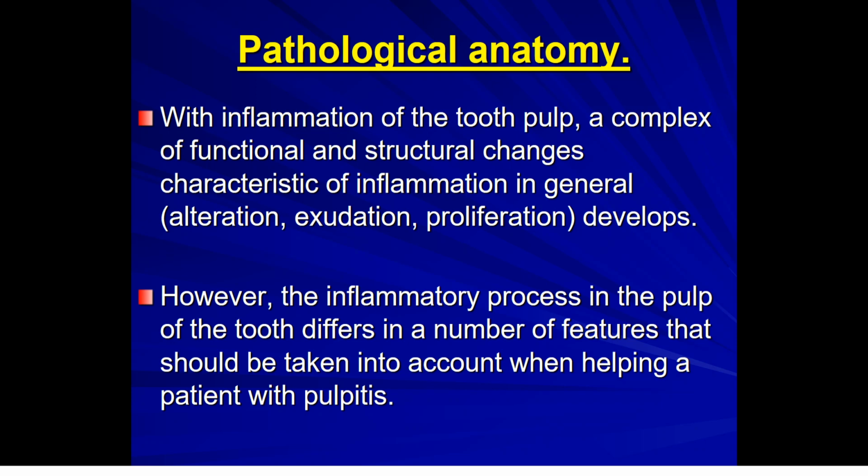Let's learn the pathological anatomy. With inflammation of the tooth pulp, a complex of functional and structural changes characteristic of inflammation in general, alteration, exudation, proliferation, develops. However, the inflammatory process in the pulp of the tooth differs in a number of features that should be taken into account when helping a patient with pulpitis.